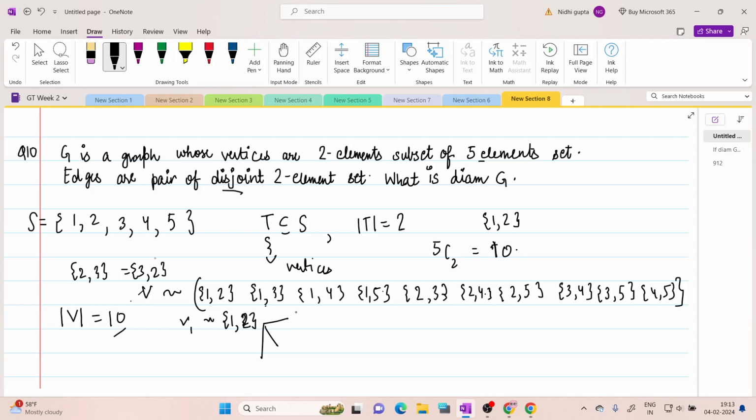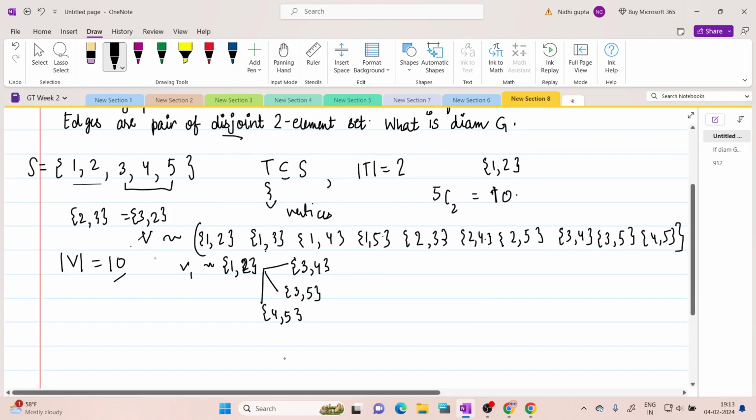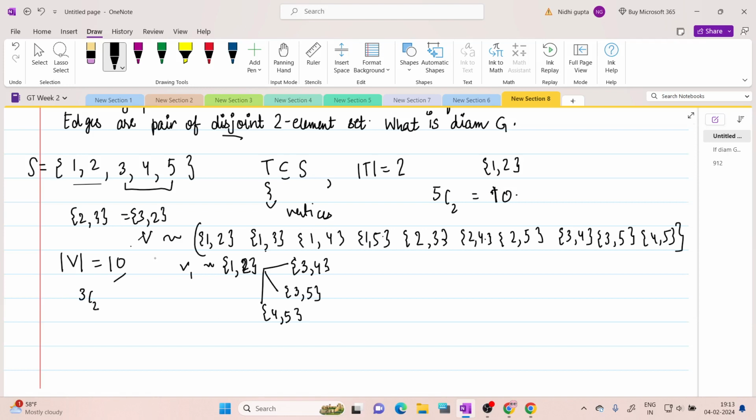So in this case, we cannot have 1 or 2. So we have to form 2-element subsets out of 3, 4, 5. So basically it will be {3, 4}, {3, 5}, and {4, 5}. So effectively, we are left with 3C2 possibilities. So you see that this is a regular graph of degree 3.